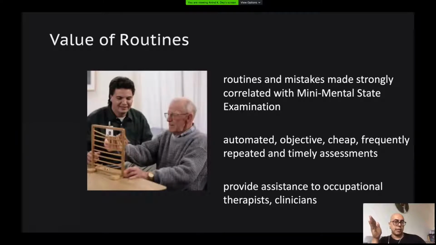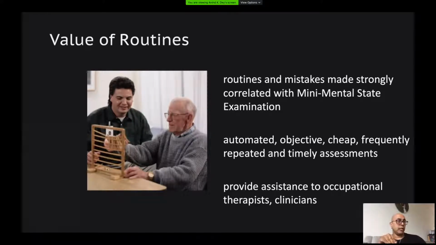One of the interesting things that we found is that all the way throughout this deployment, this 6 to 7 month deployment, we also had occupational therapists come in and deliver what's called a mini mental state examination, which is basically a test of cognitive ability. And what we found is that the routines and the mistakes that people were making across these 3 different tasks were very, very highly correlated with their scoring on the mini mental state examination, enough so that we feel comfortable in saying that we can use these in place of the examinations because they correlate so well.